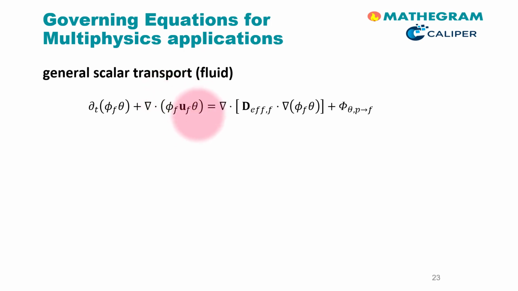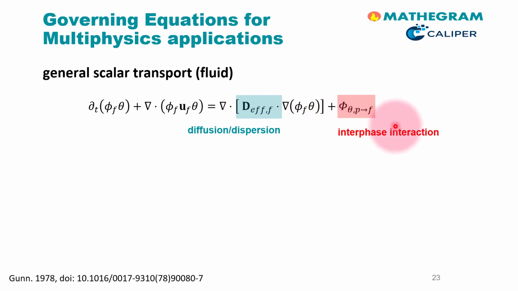The right-hand side is relatively simple. First, we have the divergence of a diffusion or dispersion flux. This flux is characterized with dF, referring to an effective diffusion coefficient. As you can see, this term is proportional to the gradient of the scalar quantity we want to track. The second term is the interface interaction term, which in analogy to momentum balance can dominate the right-hand side.